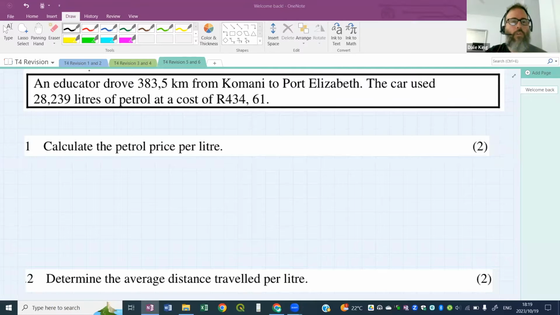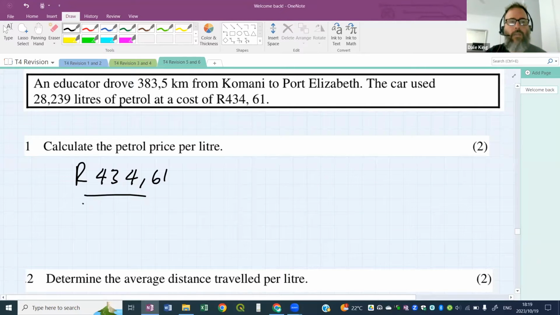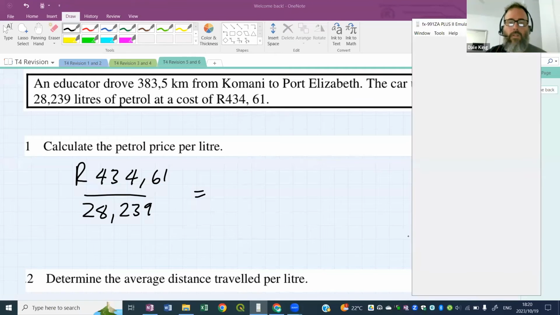So we need to work out the price per liter. So I need a 1 liter price. Okay. So what I need to do, and you guys know, we need to take the 434 Rand 61 and cut it up or divide it by 28.239. I want to cut up this 434 Rand 61 into liters, and I've got 28.239 of them. All right. So let's see what it gives us.